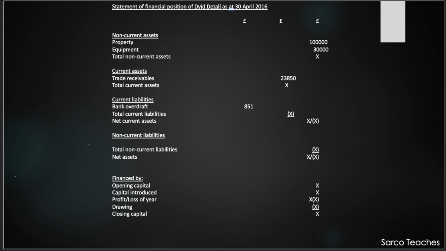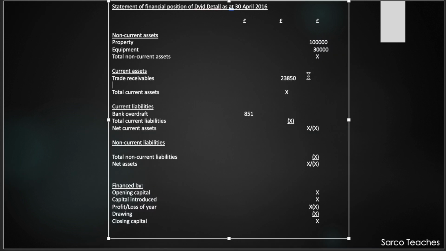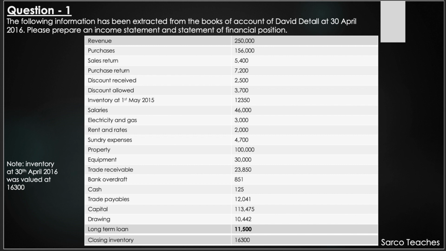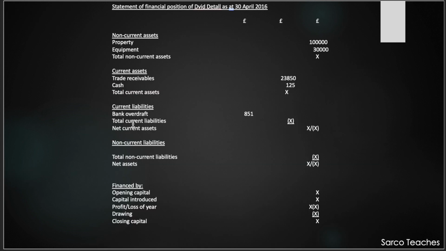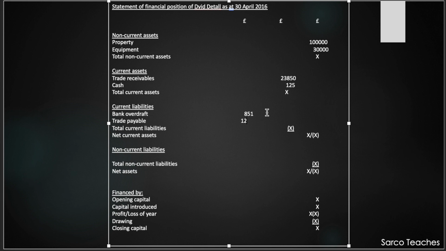liability. Cash. Cash is physical money we own. And if you think about it, cash changes. We won't be having the same amount of cash every single year, which makes it a current asset. Trade payables. Trade payables are the opposite of trade receivables. They are suppliers we owe money to. And because we will be paying them back within a year, that makes them a current liability.